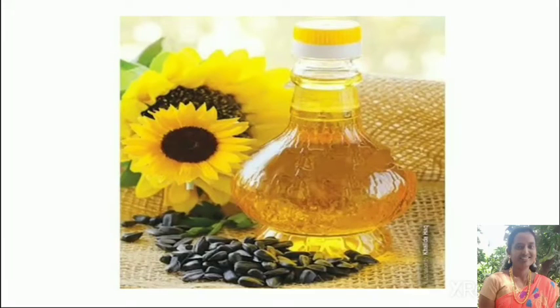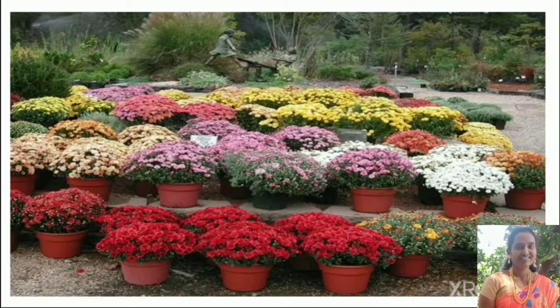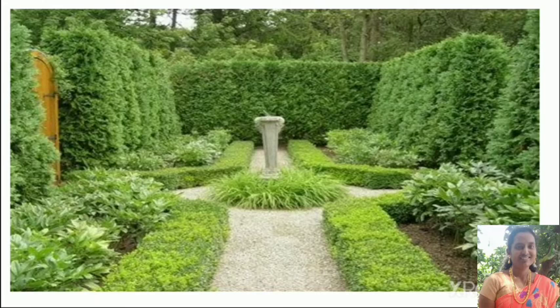The fourth one is oil crops. Oil crops are useful on a large scale for consumption as well as for industrial uses. Example, groundnut, sunflower, sesame. The fifth one is ornamental crops. These ornamental crops are grown for beauty. Example, croton. These ornamental crops are used for landscape gardening, that is, they are grown for beauty.